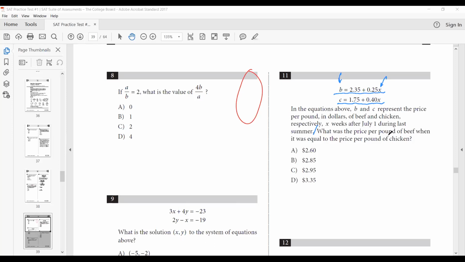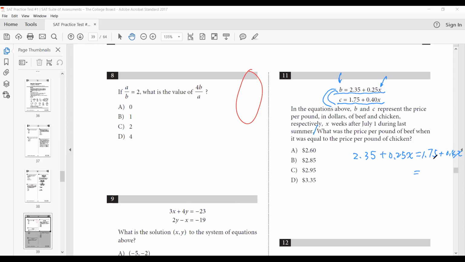What was the price per pound of beef when it equals the price per pound of chicken? So it means B equals C after, we don't know how many weeks, right? So B equals C. So we can quickly build up this, 1.75 plus 0.4x. Okay, so we can just get a solution for this one.